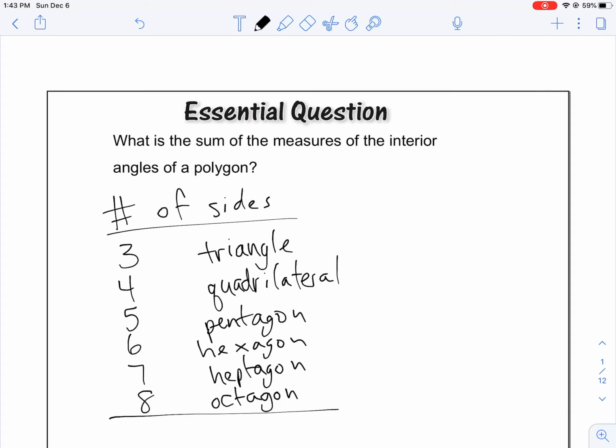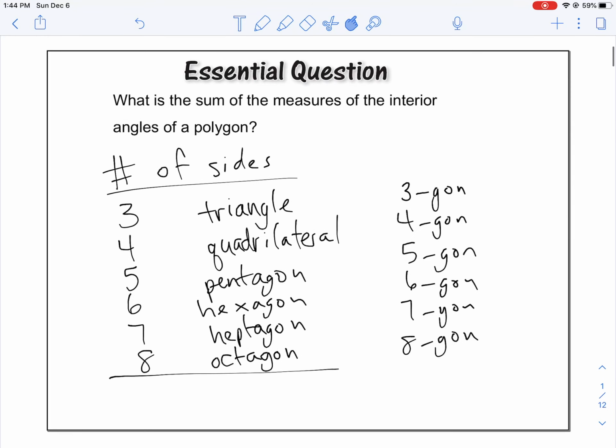Now, something to know is we can also call it by the number of sides it has. So, for example, I could have called this a 3-gon, 4-gon, 5-gon, 6-gon, 7-gon, 8-gon. So just for reference, if, for example, we ever had a 100-gon, that would tell you that that shape has 100 sides. So we're going to look at a couple formulas we're going to use today, but these are some names you would need to know.